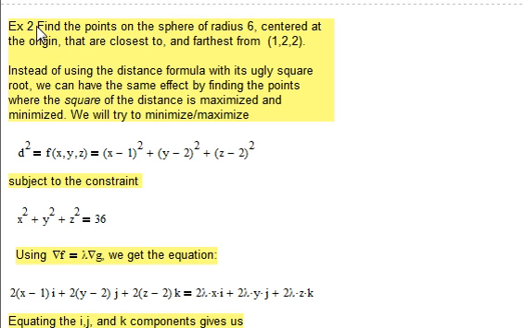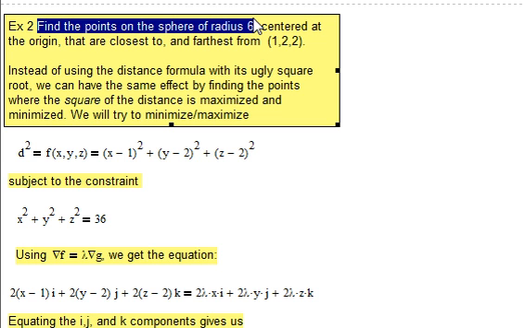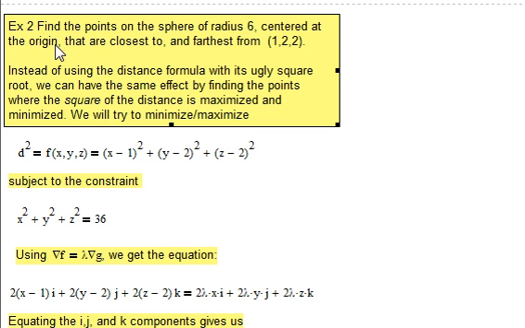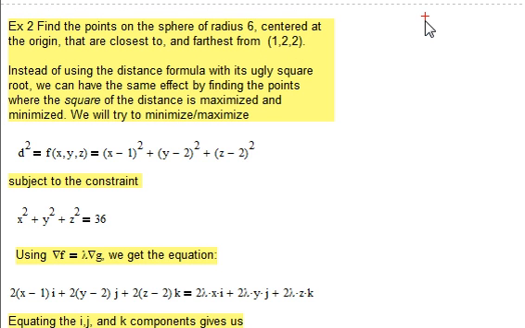Now here's an interesting example. We're going to find the points on the sphere of radius 6 centered at the origin, so that would be x squared plus y squared plus z squared equals 36, that are closest to and also farthest from the point (1, 2, 2). So that's somewhere inside that sphere, because the sphere has radius 6. I assume it is. You see, square root of 9, yes, that's 3 square roots of 3, and that's less than 6.